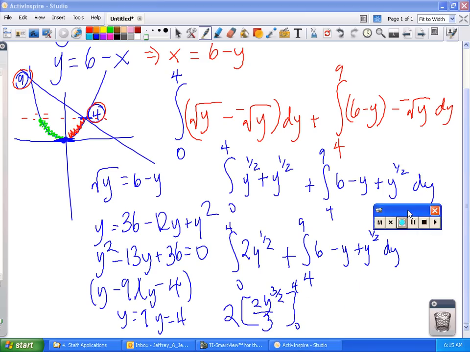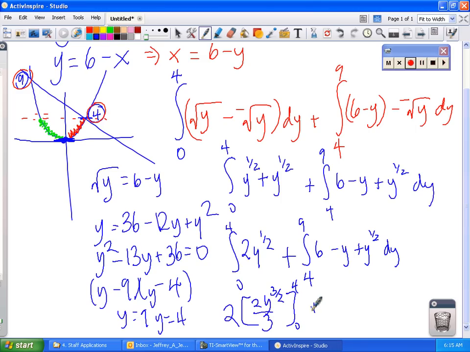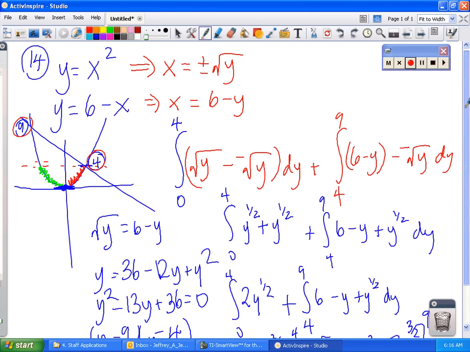Let me move this out of the way, get it up here, plus 6y minus y squared over 2 plus y to the 3/2 over 3/2, or 2/3, from 4 to 9. And then I would do my calculations. It's not going to be too bad because both 4 and 9 are perfect squares, and that's going to make it easy to deal with that 3/2 power. But I did want you to see how to do number 14 in terms of y.